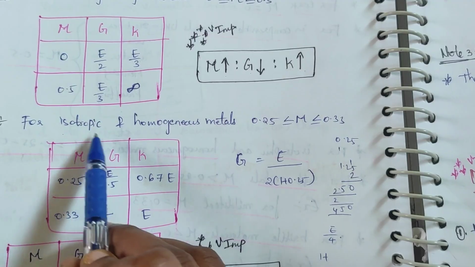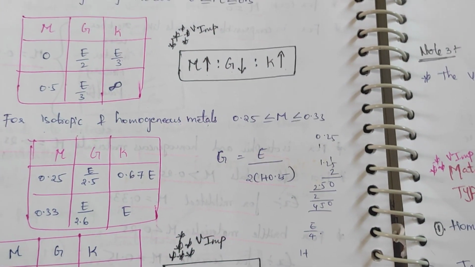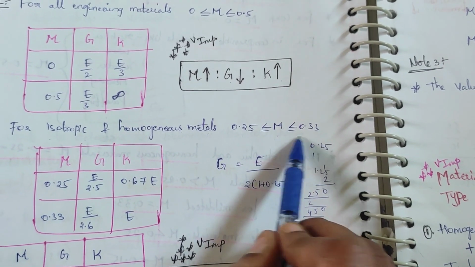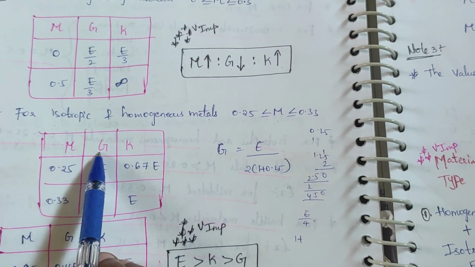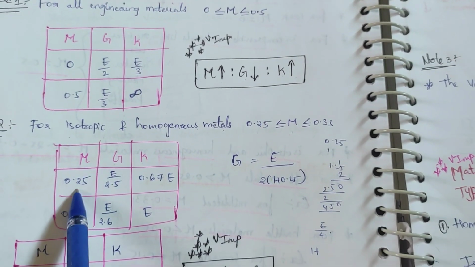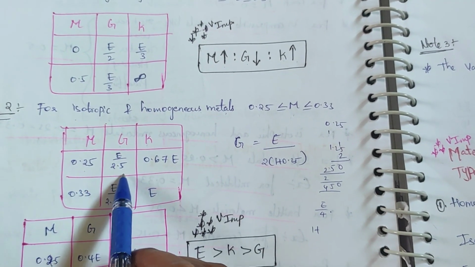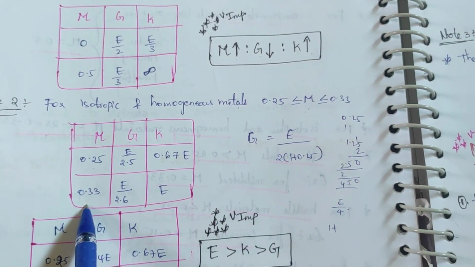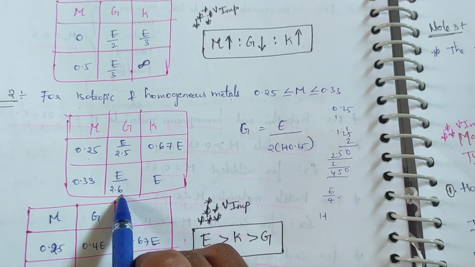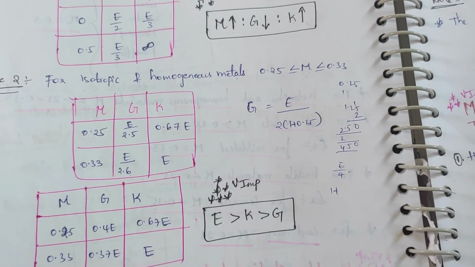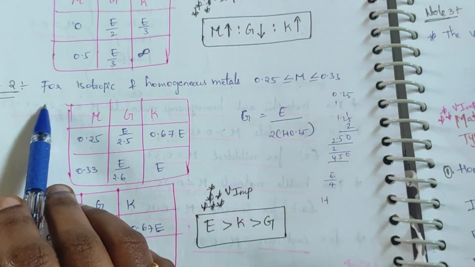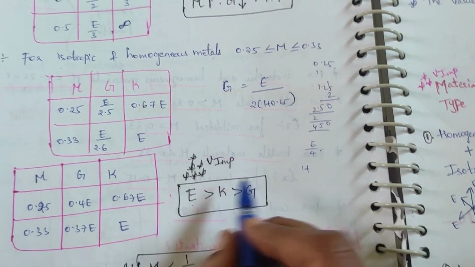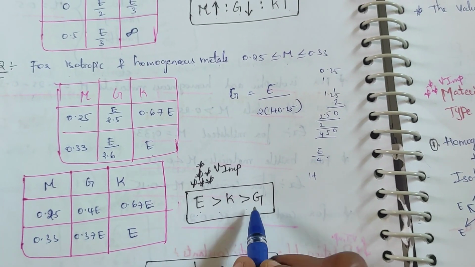Case 2, for isotropic and homogeneous materials, the mu range is 0.25 less than or equals to mu less than or equals to 0.33. Then mu, G, K. If mu is 0.25, then G is E by 2.5 and K is 0.67 E. If mu is 0.33, G is E by 2.6 and K is E. Understand? From this table, for isotropic and homogeneous materials, we can tell E is greater than K is greater than G. Young's modulus is greater than bulk modulus, which is greater than G.